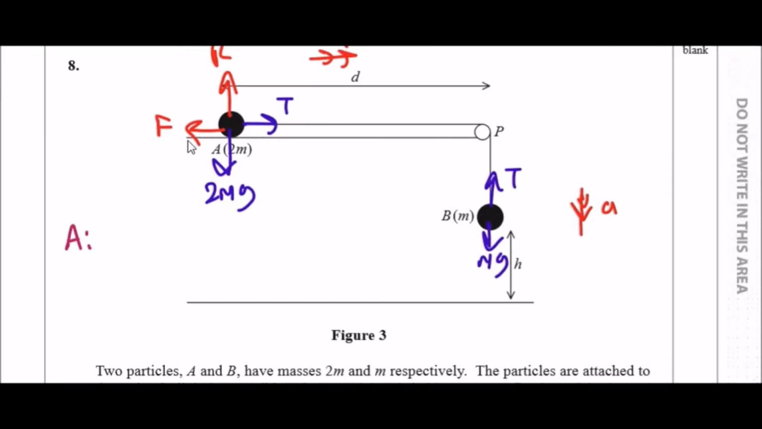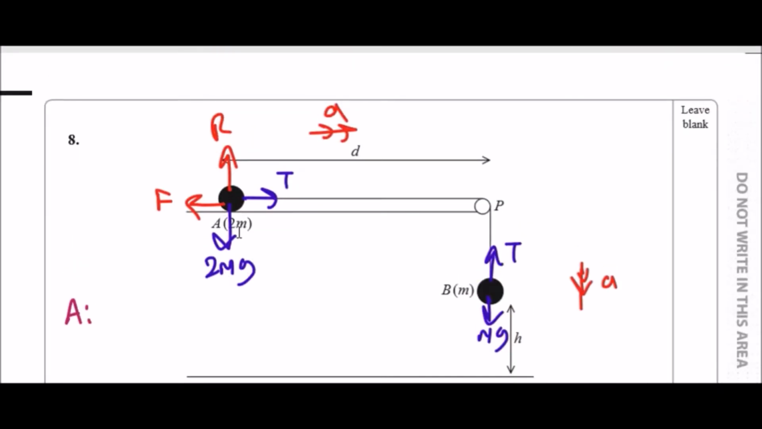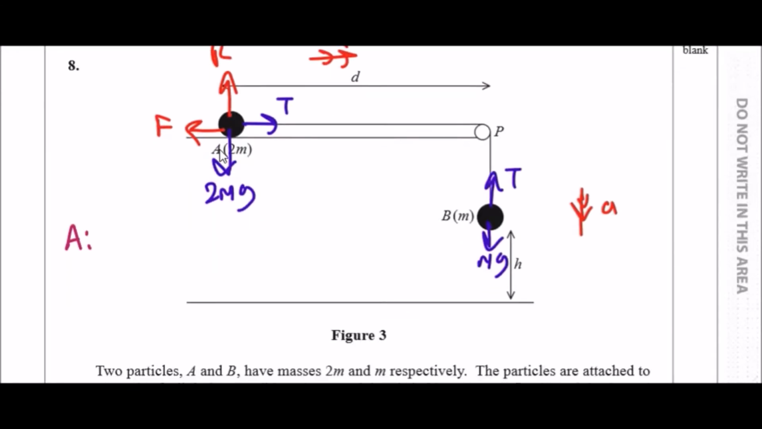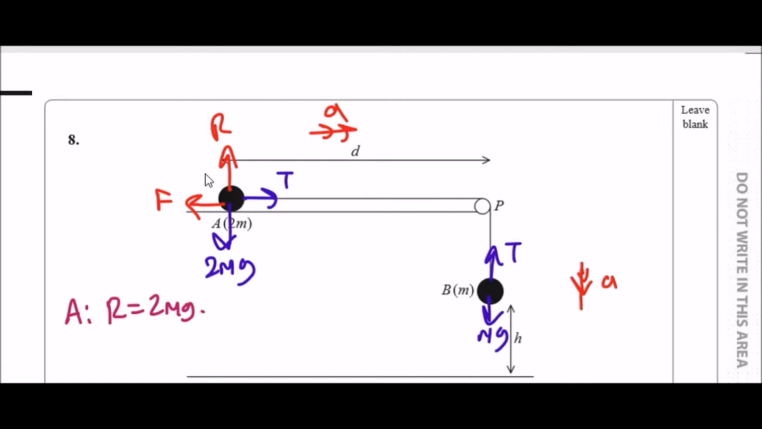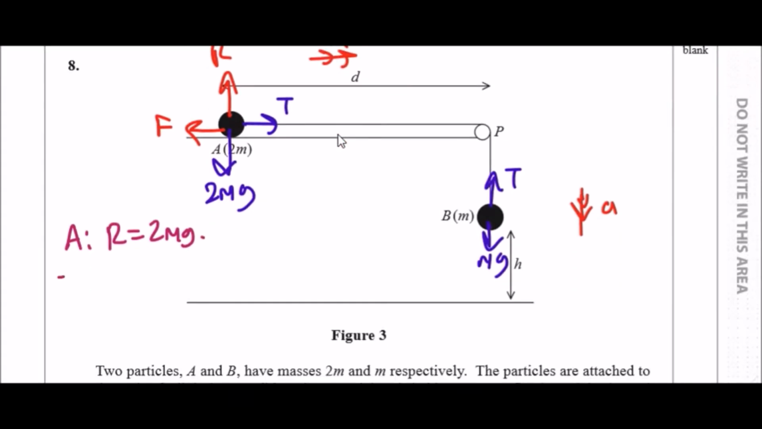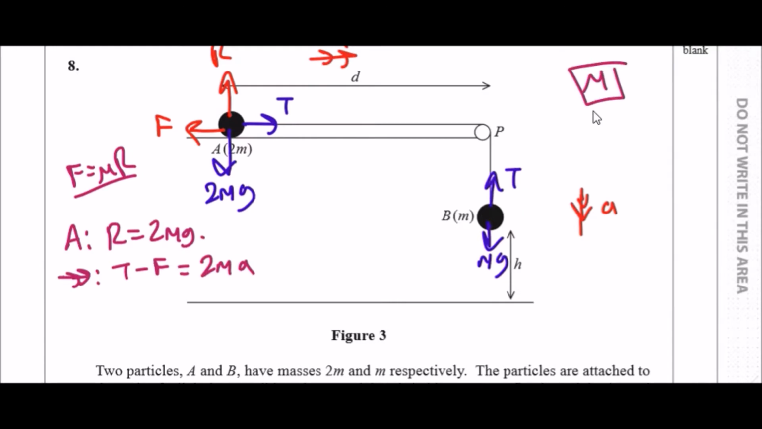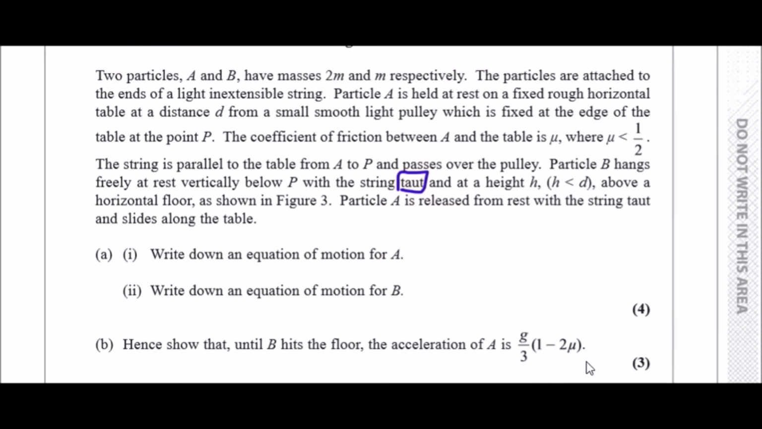Let's have a think. If we're going to resolve, let's resolve vertically, yeah? And because it's vertical, and the acceleration is horizontal, so it's perpendicular to acceleration, there's no acceleration. So R must equal 2mg. Now if we resolve across towards the direction of acceleration, we should have T minus F, and this must equal mass times acceleration, so 2m times a. I think that's all we can do from here, and we already know what F is. F is equivalent to mu R, and mu seems to be fixed, according to the text.